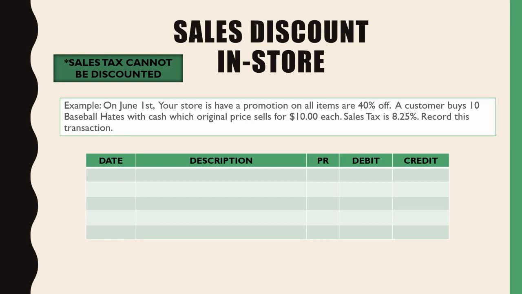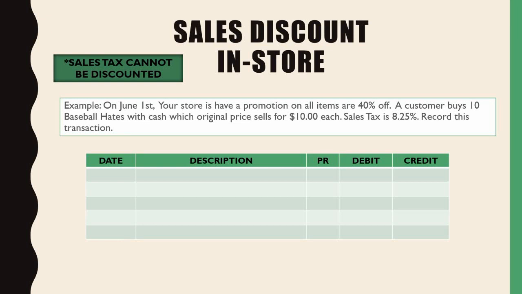Okay, let's do this again. You sold 10 baseball hats at $10 each. Your store has a sale where it is 40% off of the original selling price. So therefore, what is the amount of discount that you're going to be having? $40. $40, okay?